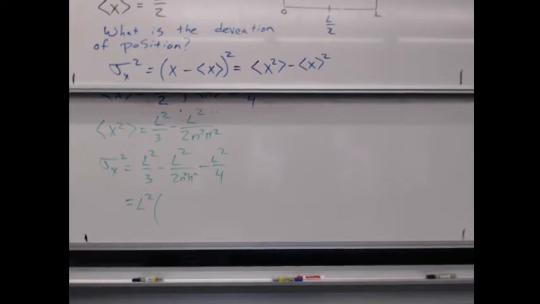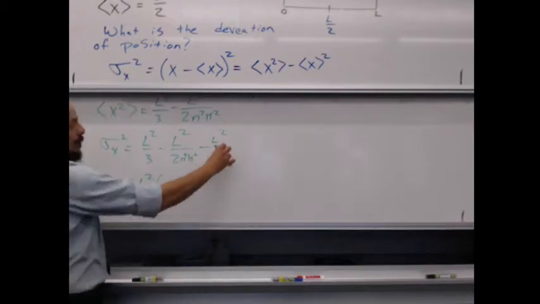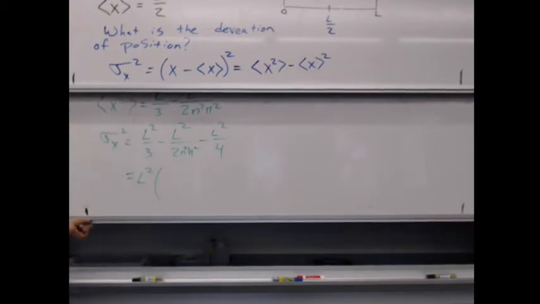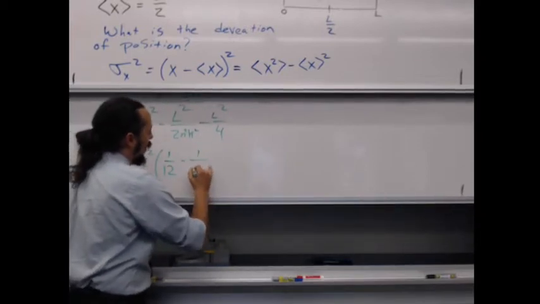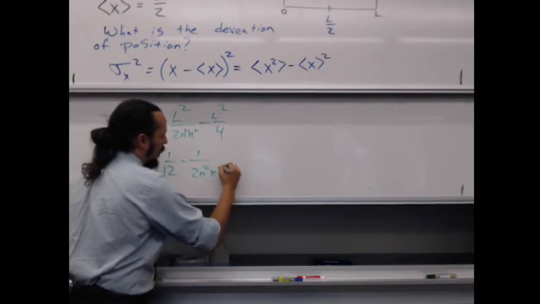So if I go ahead and rearrange this a little bit, I can take out now a common L squared factor. I like it like this. We can take out that L squared factor. And then I can do 1/3 minus 1/4, or I can do that as 4/12 minus 3/12. And I'm going to get 1/12 minus 1 over 2n squared pi squared.